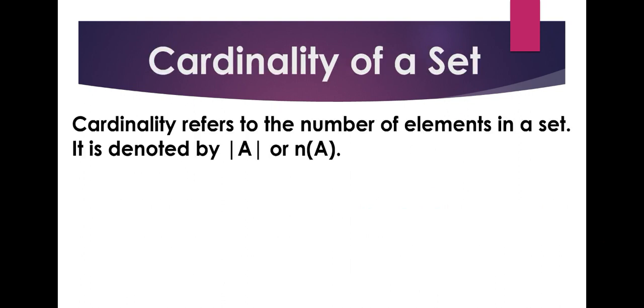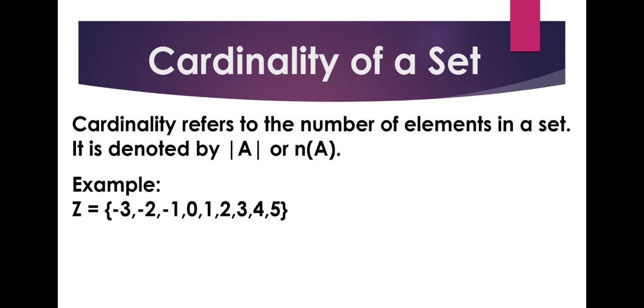Okay, ano naman yung tinatawag nating cardinality of a set? So, cardinality refers to the number of elements in a set. So, ganun lang kasimple pag sinabi natin cardinality. It is denoted by the letter A na nakapaloob sa 2 lines, or pwede namang n, open and close parenthesis, A. So, pag nakita niyo yung dalawang symbol na yan, dapat alam niyo na yung ibig sabihin niyan ay cardinality. Very simple lang. Pag sinabi natin cardinality ng set, yung bilang ng element sa loob ng set.